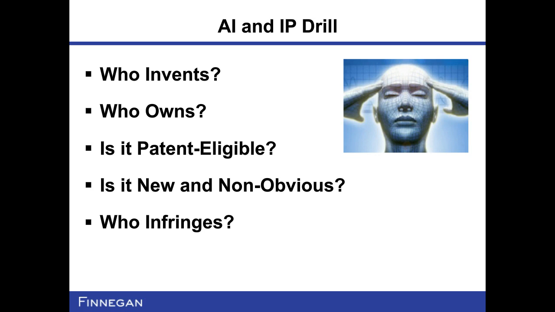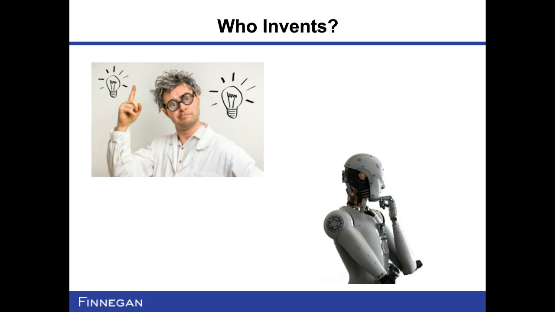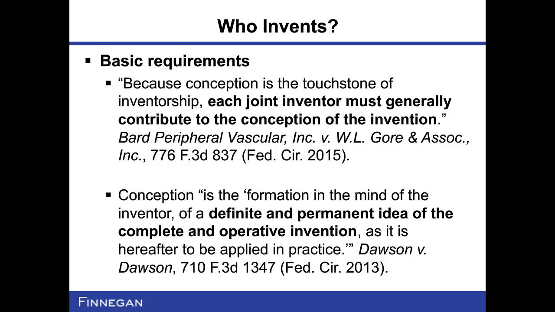Now, starting with who invents, patent rights are initially granted to the patent's inventor. So the question of inventorship is key for determining who actually has or owns the rights to a patentable invention. Current case law in the U.S. provides that the inventor of a patent is the individual or individuals who conceive of the invention. And when it comes to joint inventorship, each joint inventor must generally contribute to the conception of the invention.